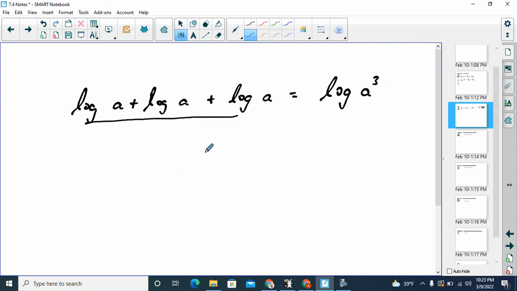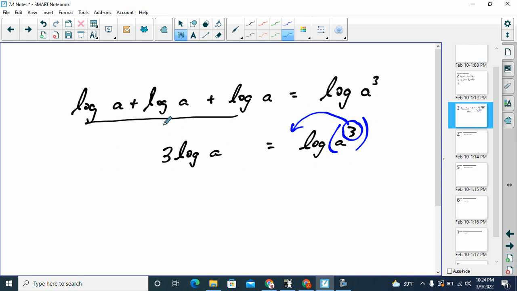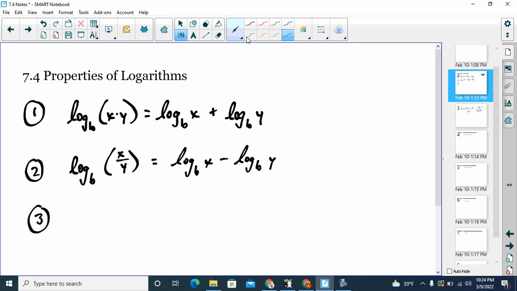Well, this is also 3 log a's. So notice what I can do is I can take this exponent. If you have an exponent, again, within the logarithm, you can take that exponent and move it out front. So this is our third property. It says log base b, doesn't matter what the base is, of x to the n. We can take that n, move it out front, and say that's the same thing as n times log base b of x.